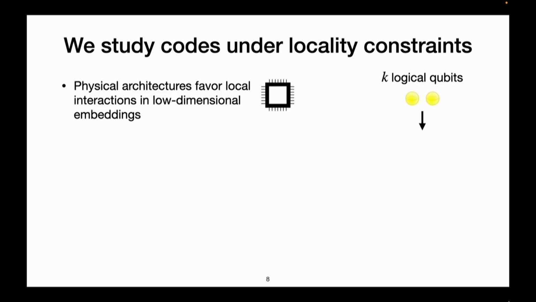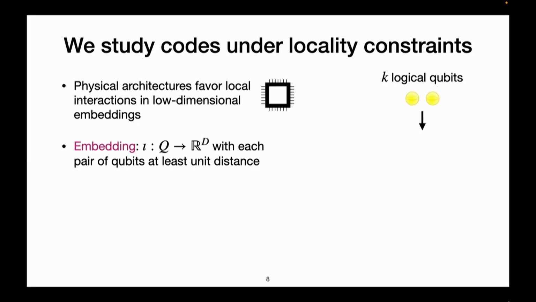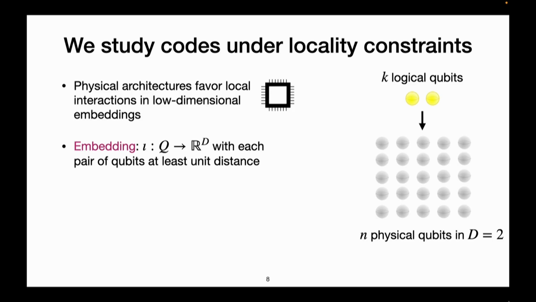So formally, this is what we mean. An embedding is a mapping of the qubits of your quantum code into d-dimensional Euclidean space, where the pairwise distance between qubits is at least 1. This requirement that the distance be at least 1 sets the length scale of the problem. Otherwise, you could just shrink your embedding as much as you want. Here on the right, we have an example. Suppose you have some n physical qubits. You can embed them into a 2D lattice, and this would be a valid embedding.